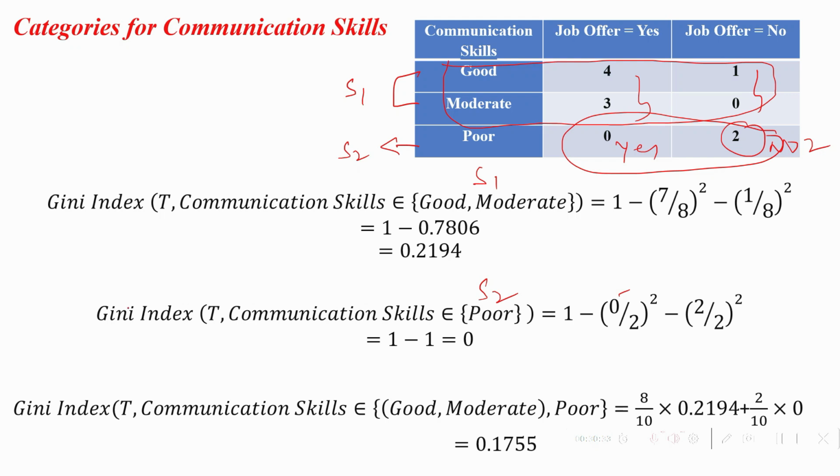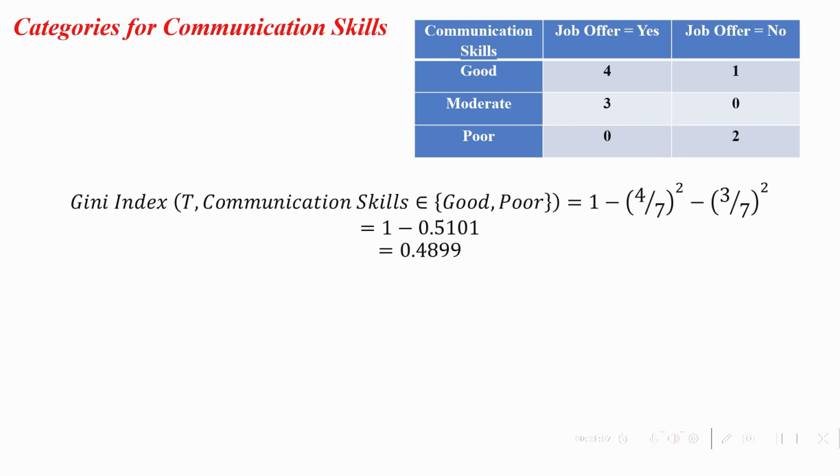Now we are going to find out the Gini index of the target variable with respect to communication skills belonging to subset 1 and subset 2. Subset 1 is nothing but good and moderate, subset 2 is nothing but poor. So subset 1 contains 8 elements, subset 2 contains 2 elements. We already found the Gini index of subset 1 and subset 2. So that is equal to 8 by 10 into 0.2194 plus 2 by 10 into 0, that is equal to 0.1755.